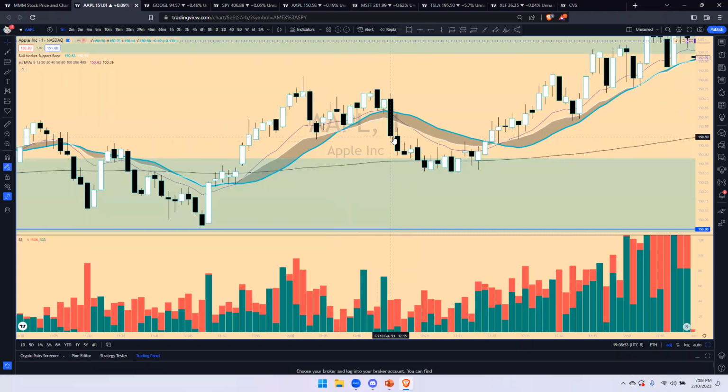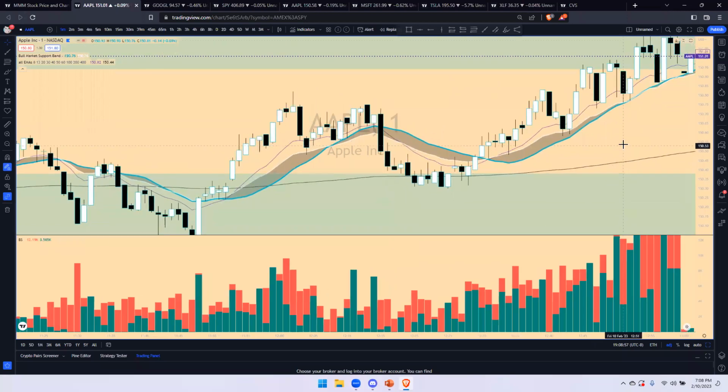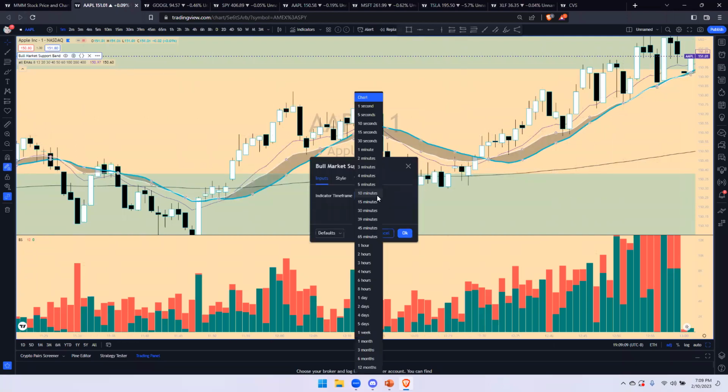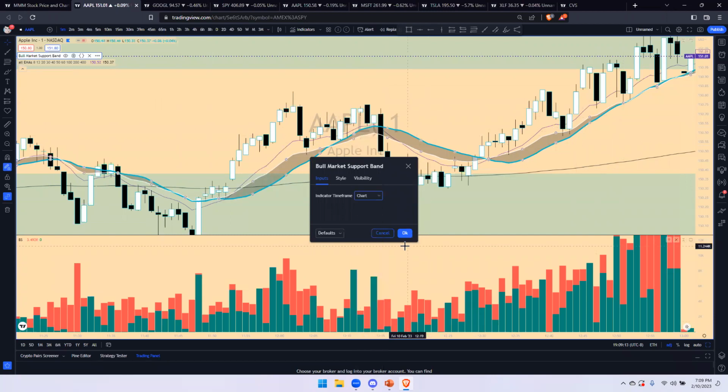He probably just has too many indicators in general, and he might be trying to add one. I have the indicator pulled up, but just that part where we change the indicator time frame, it won't let me change it to chart. That's the only issue I'm having.